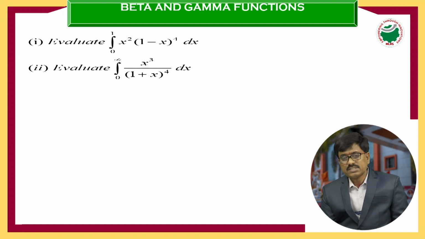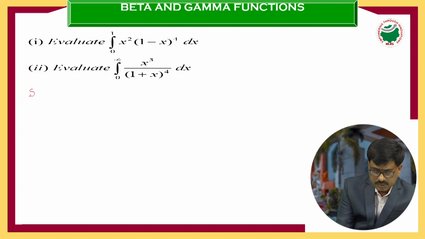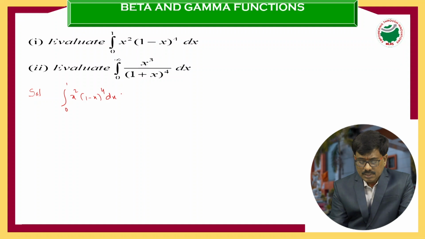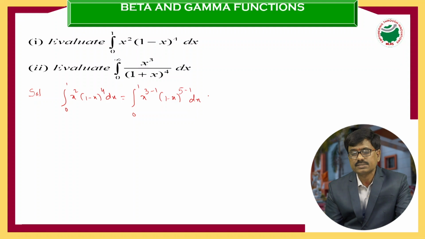Okay, let us look at the first example problem. Evaluate integral 0 to 1 x square into 1 minus x whole power 4 into dx. When you observe this function, it looks like a beta function. Okay, let us solve it. For this function, I can rewrite integral 0 to 1, x square can be written as x power 3 minus 1, into 1 minus x whole power 4, I can write as 5 minus 1, into dx.